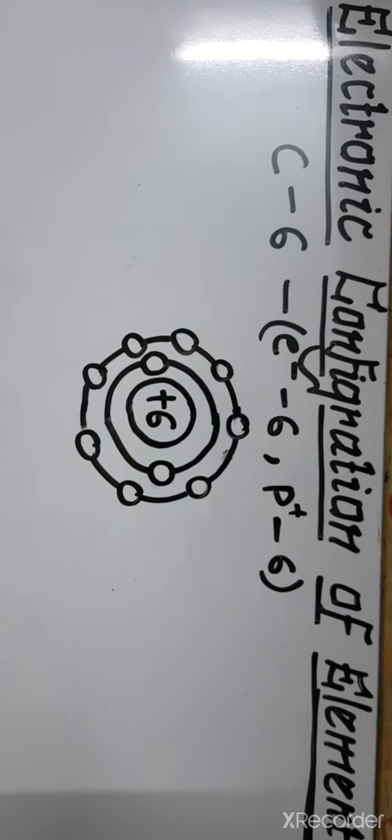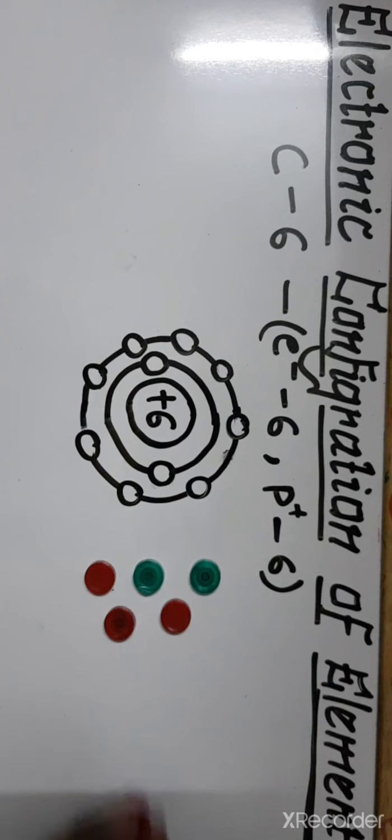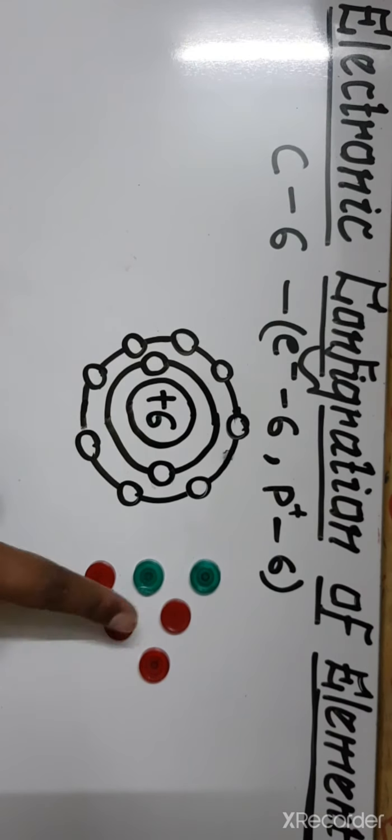Now 8 empty spaces are there, and the atomic number of carbon is 6. So how many coins do we have to take to represent the number of electrons? A total of 6 coins are required here, to represent the number of electrons in a carbon atom. So here I am taking the 6 coins: 1, 2, 3, 4, 5 and 6. Now a total of 6 coins are there. We have to place these coins in the empty spaces.